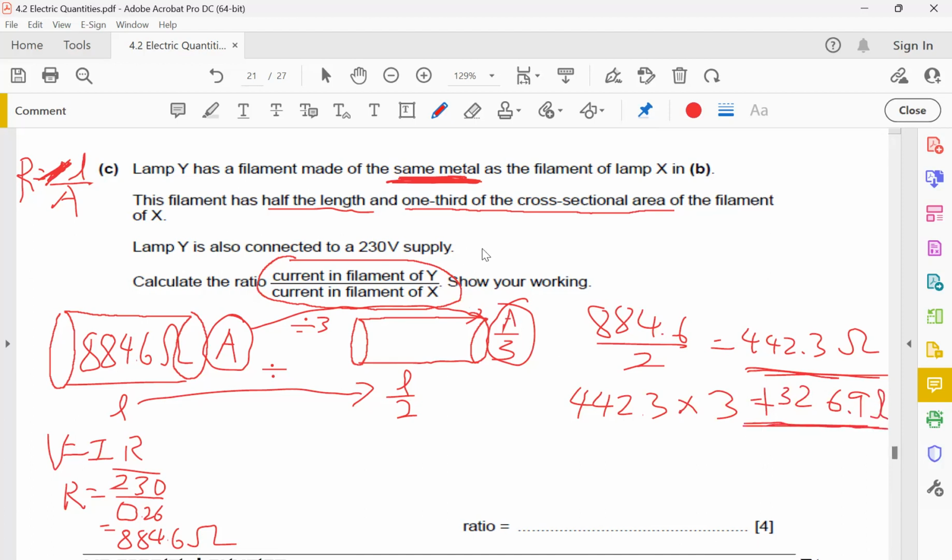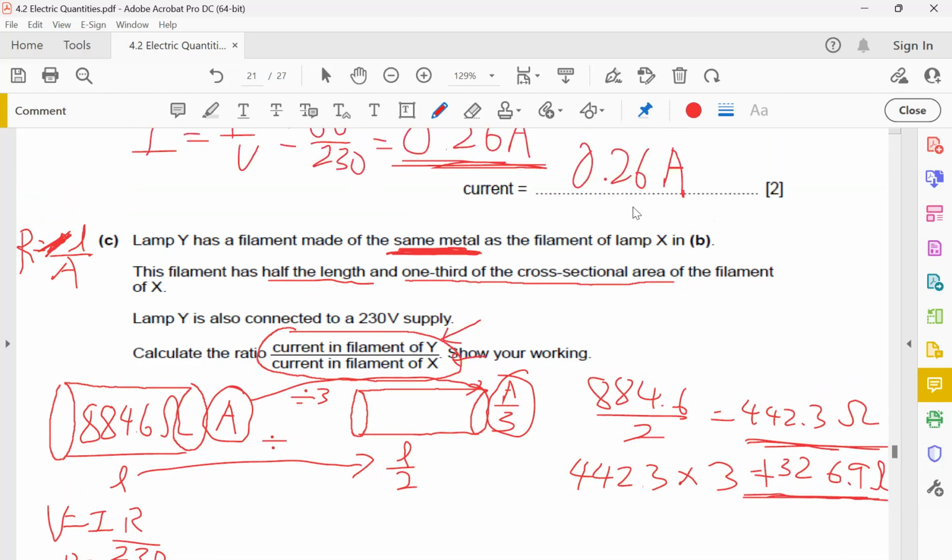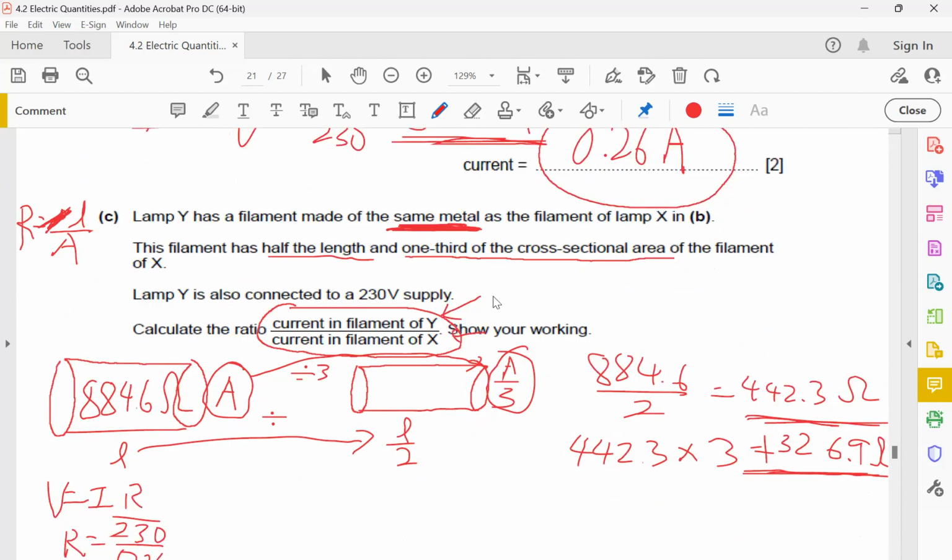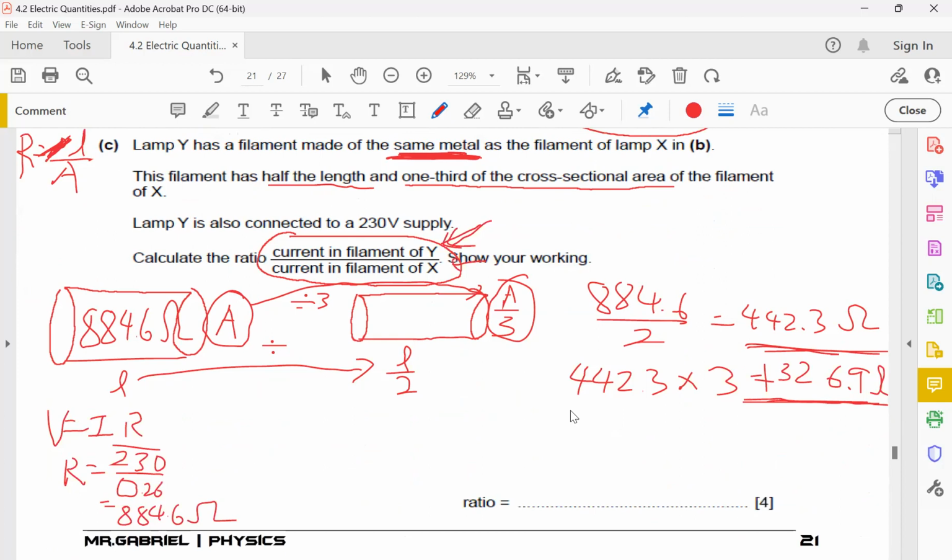I want to calculate how much current is in Y and X, right? Just now in X, we already calculated the current to be 0.26. Right now, I want to find the current in Y only by using, yet again, Ohm's law, V equals IR. My I will be V over R, right? Which in this scenario will be 230 volts again, because they stated here it is 230 volts, divided by my resistance 1326.9. Press this into my calculator and you'll get what?